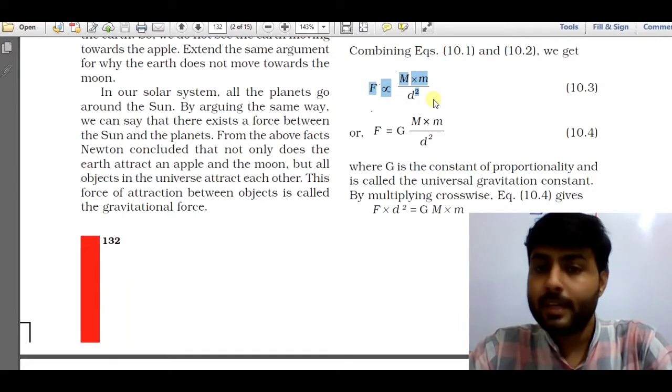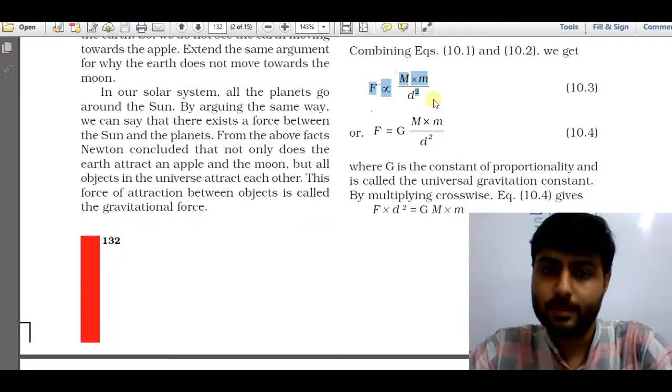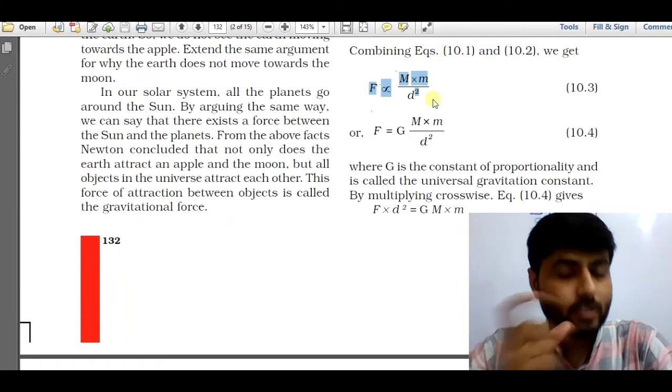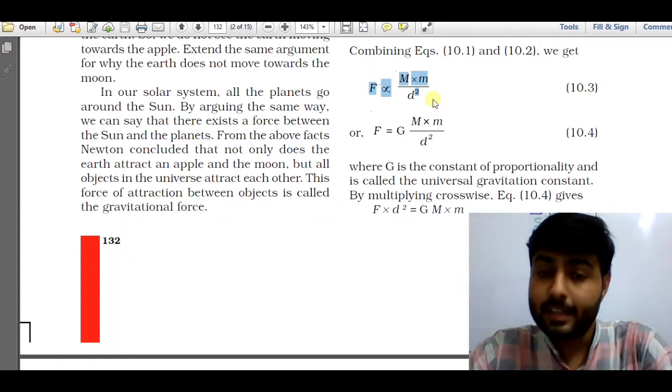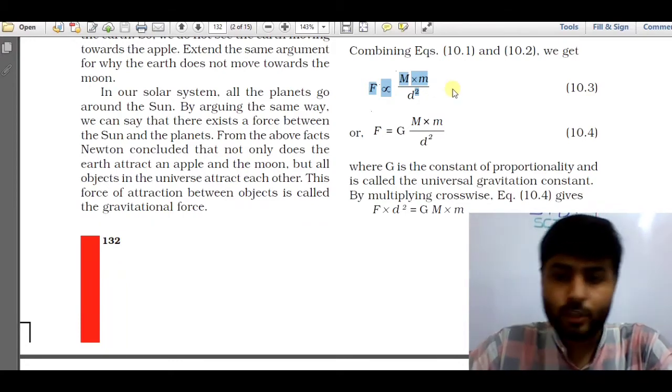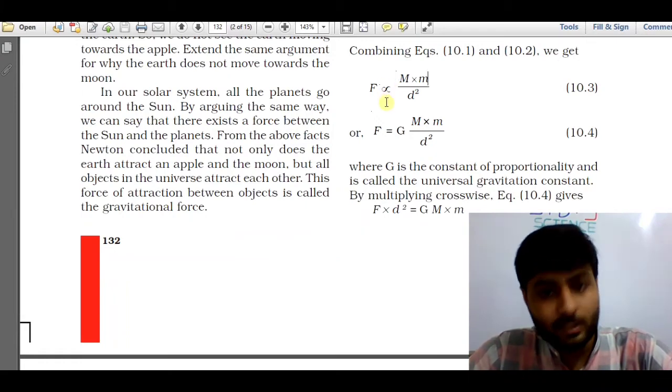So capital M into small m, and inversely proportional to the square of the distance between these two objects. So we have F proportional to capital M multiplied by small m divided by d square. Now we know from chapters 8 and 9, the proportionality sign.